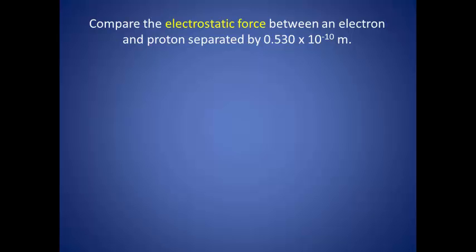So we can use this to determine the force of attraction between an electron and a proton. The average distance between an electron and proton in a hydrogen atom is 0.530 times 10 to the negative 10th. We can take our equation and figure out what we already know. The constant is a given.